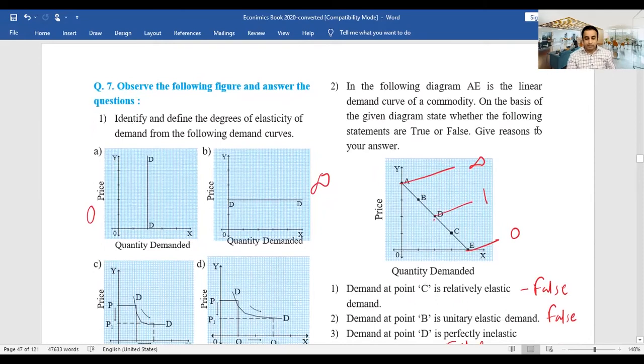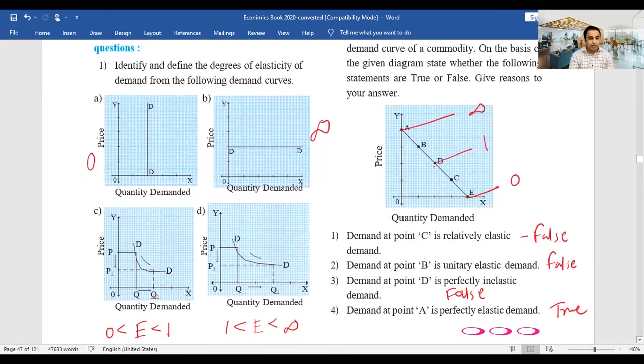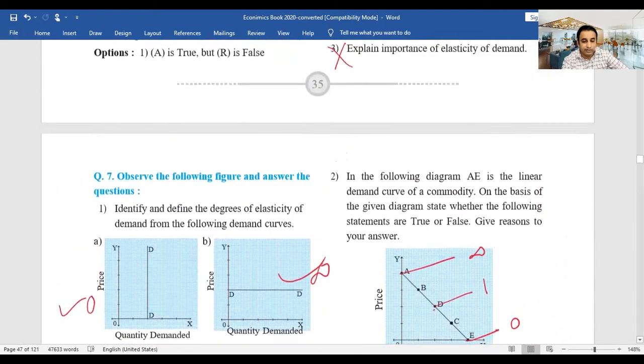एक डायग्राम दिली आहे, त्याच्यामध्ये 4 डिमांड कर्व्स आहेत आणि त्याच्यावरनं टाइप ऑफ प्राइस इलास्टिसिटी ऑफ डिमांड आपल्याला आयडेंटिफाय करायचं आहे. बघा, व्हर्टिकल डिमांड कर्व आहे, इलास्टिसिटी असणार आहे 0. हॉरिझॉन्टल डिमांड कर्व आहे, इलास्टिसिटी असणार आहे इन्फिनिटी. स्टीपर डिमांड कर्व आहे, सो इलास्टिसिटी असणार आहे मोर दॅन 0 लेस दॅन 1. आणि फ्लॅटर डिमांड कर्व आहे, सो इलास्टिसिटी असणार आहे मोर दॅन 1 लेस दॅन इन्फिनिटी.